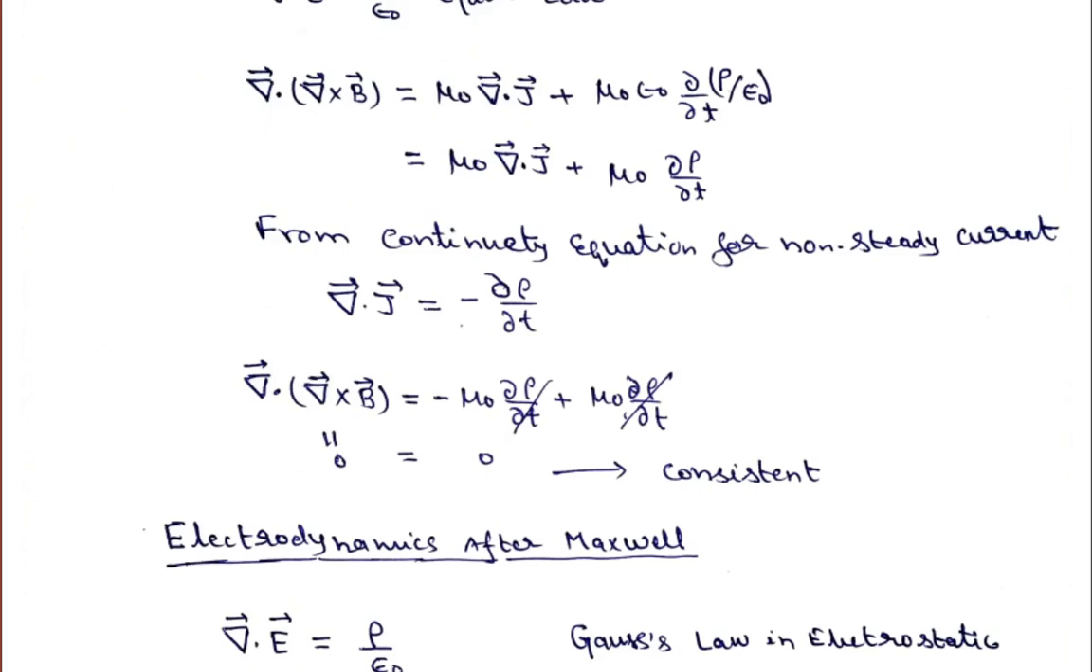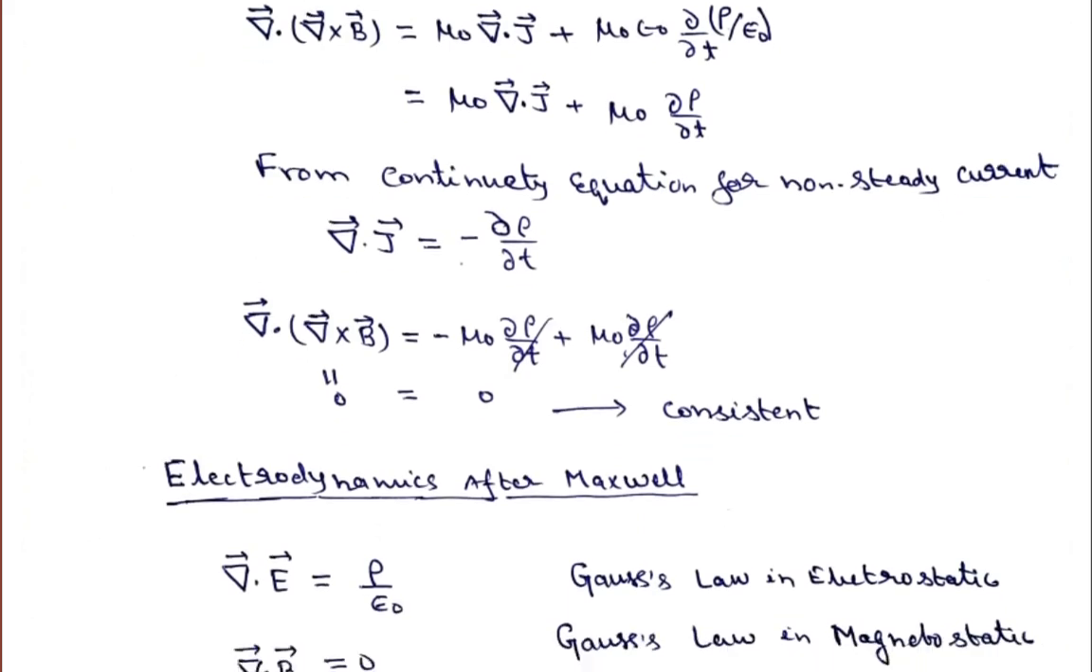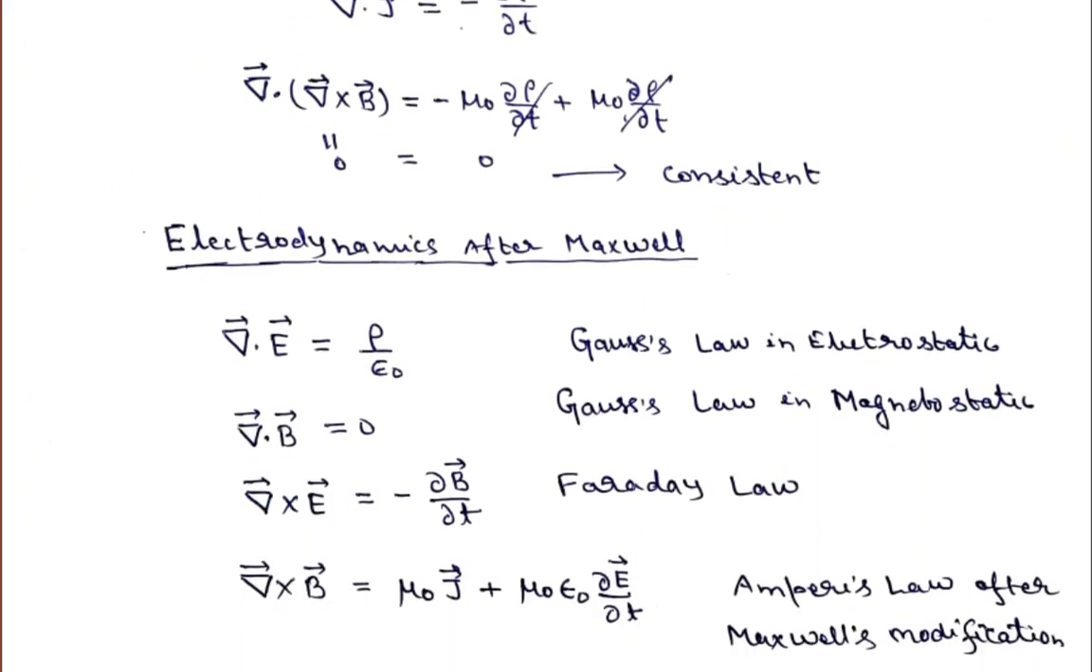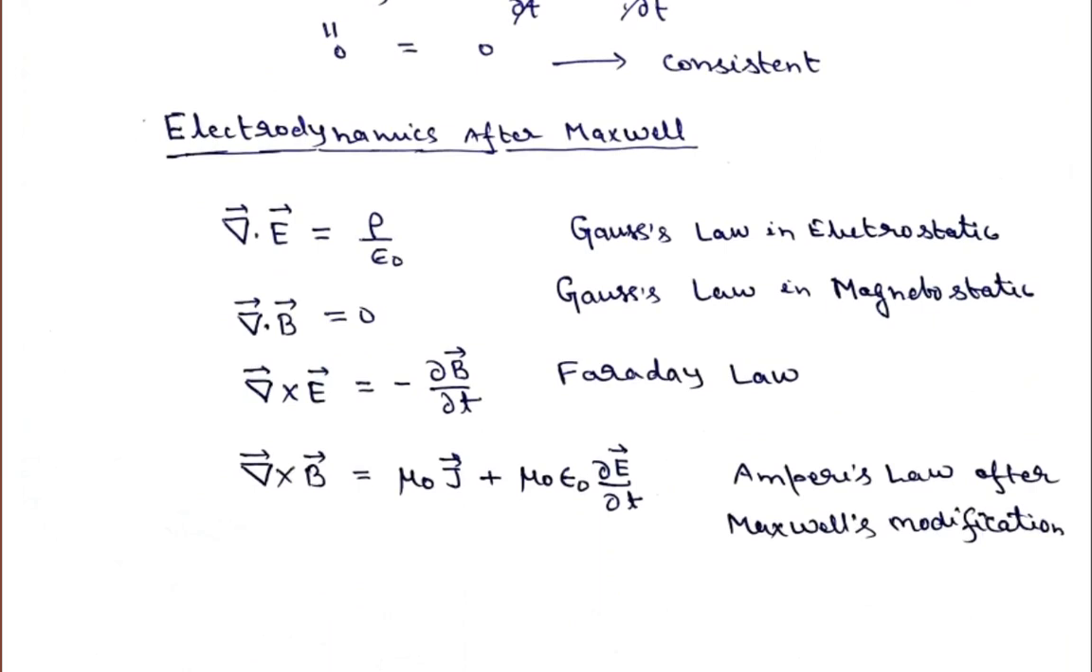So remember, whenever we talk about the Maxwell equations, that means we have to write all four equations together. Then only we will call them the Maxwell equations. If you are writing only two equations, they will not be called Maxwell equations. If you are writing three equations, they will not be called Maxwell equations. But when you are writing all these four equations together, then only we will call them the Maxwell equations.